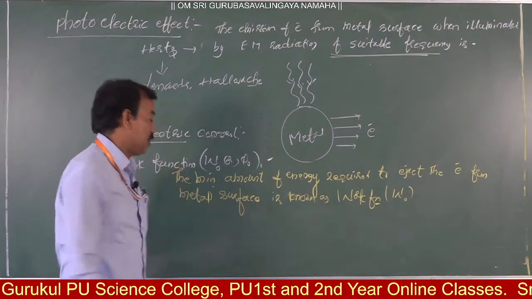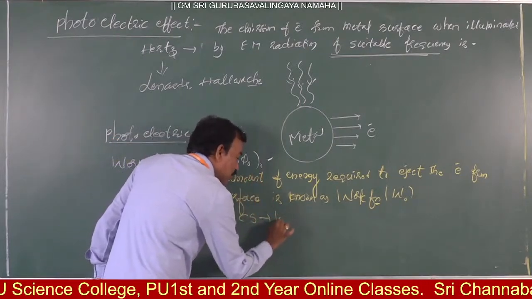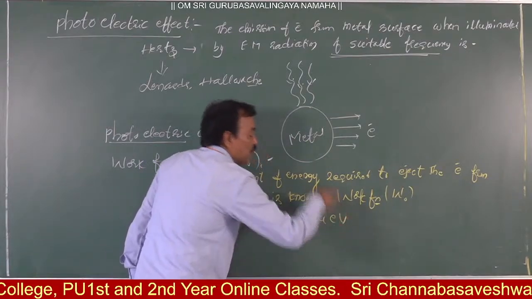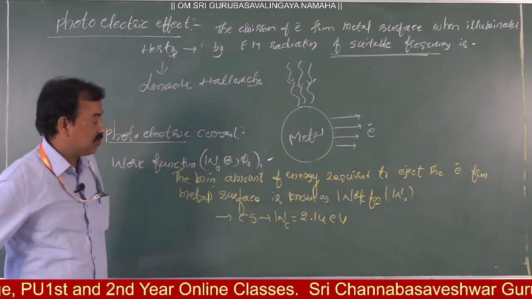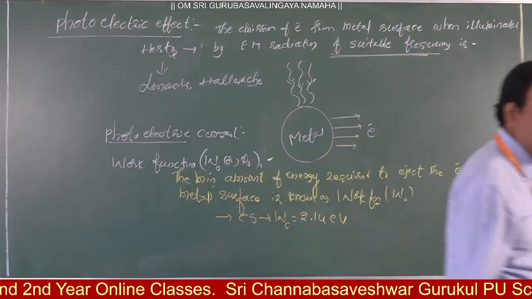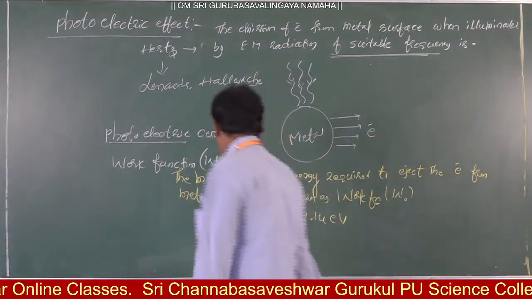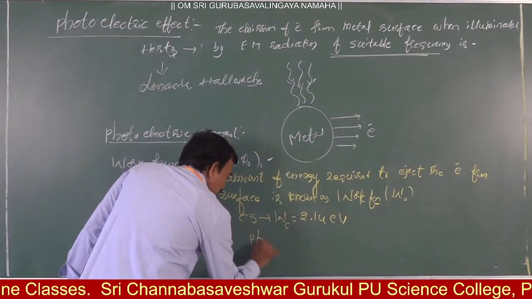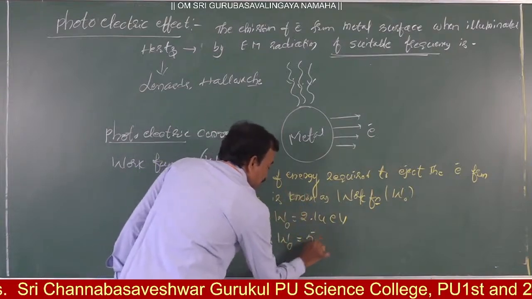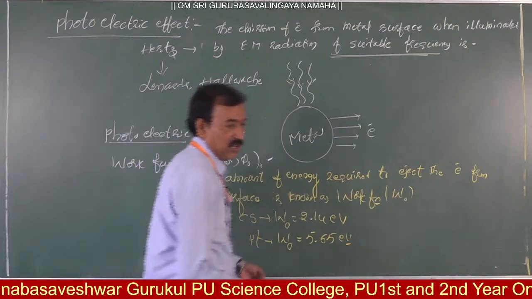In the case of cesium metal, the work function W naught is 2.14 electron volt. Cesium is the minimum, with 2.14 electron volt. The maximum is platinum, whose work function W naught is 5.65 electron volt.